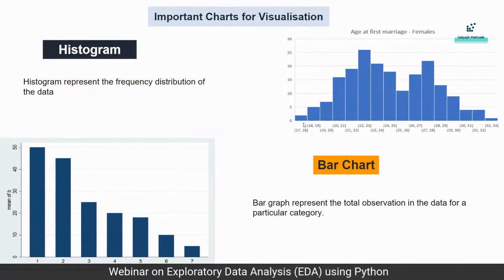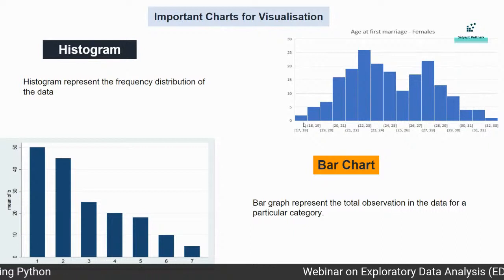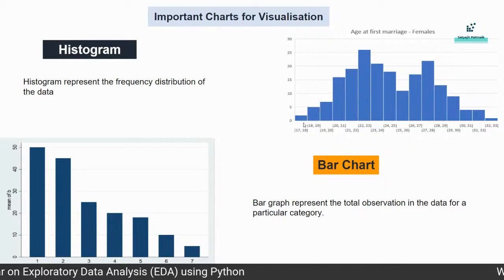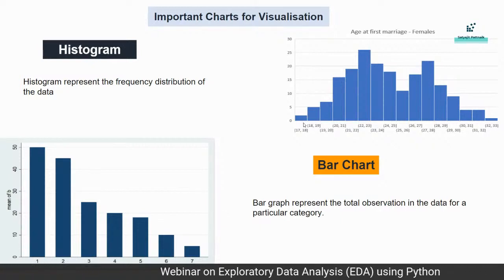Now we will be talking about the various charts which are available for visualization. And while we talk about the various charts, I'll also talk about some basic differences between this and that, which one to use in which scenarios. So let's get started. These are the important charts for visualization. First chart is histogram.